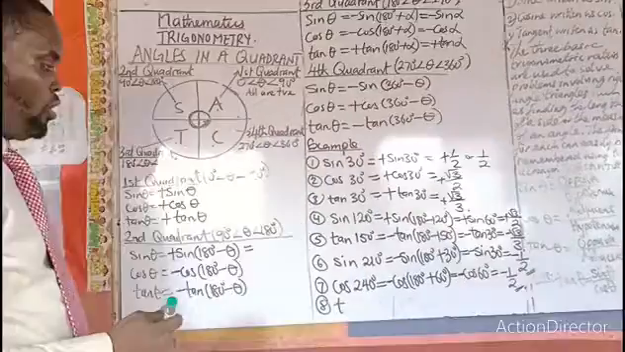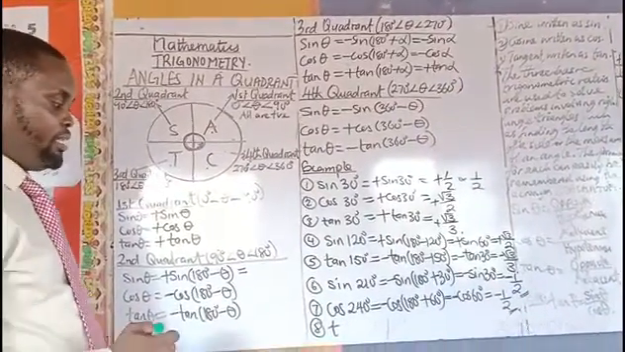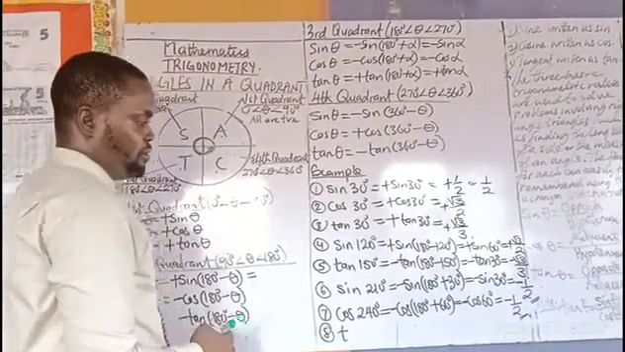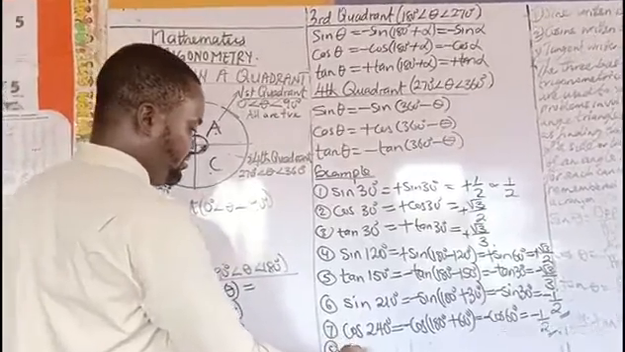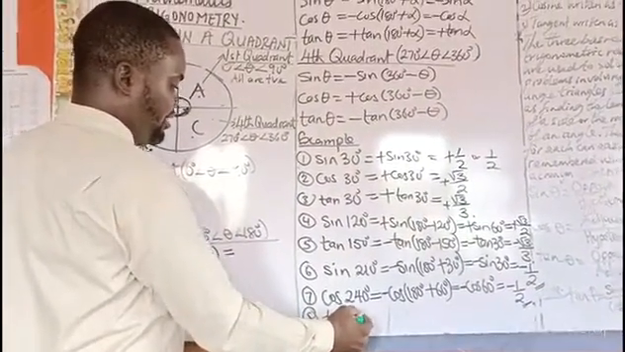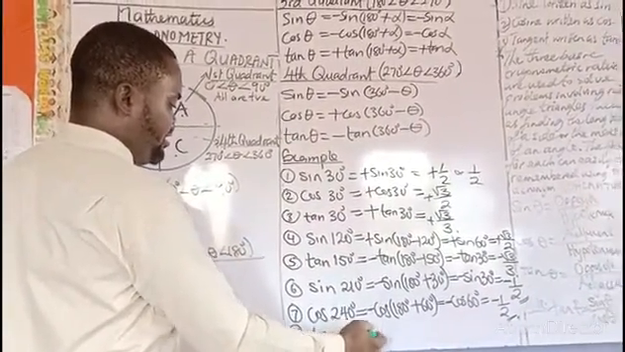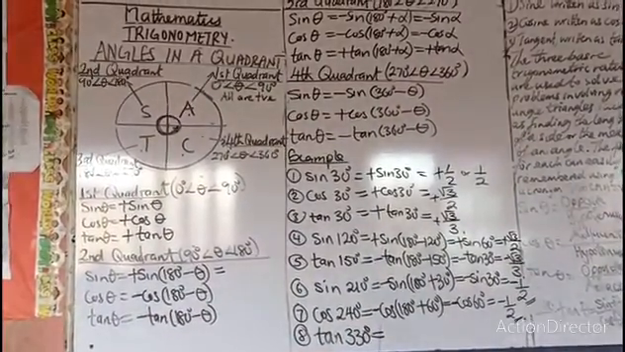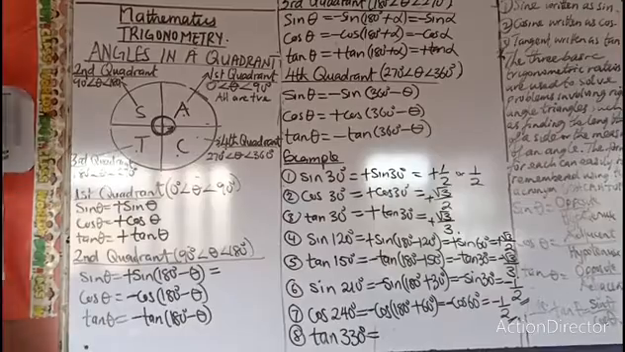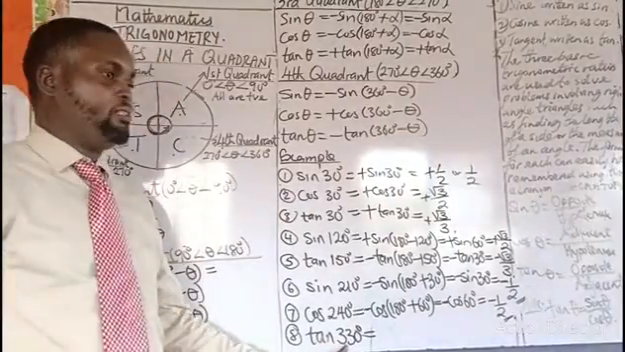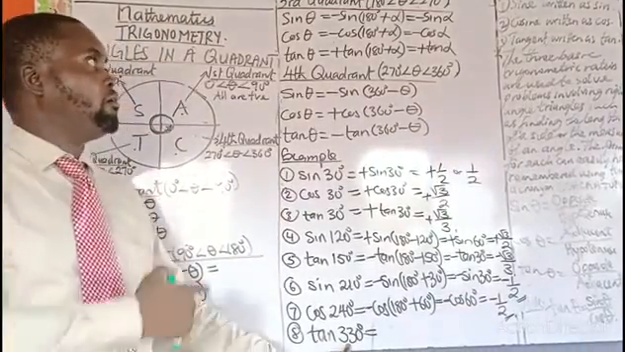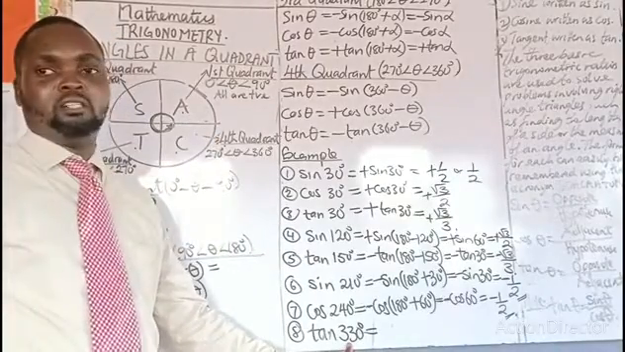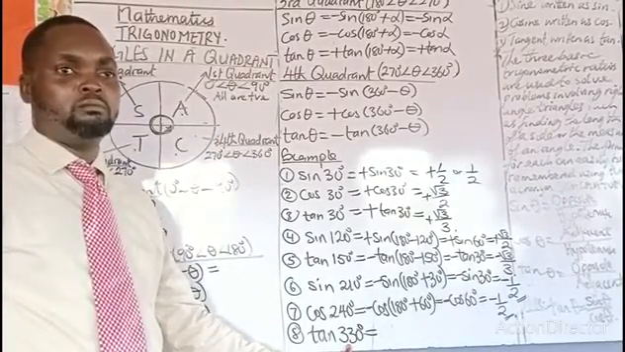Alright. So let's quickly look at what if you are given tan 330 degrees. What is tan 330 degrees? What quadrant does it fall in? Fourth quadrant.